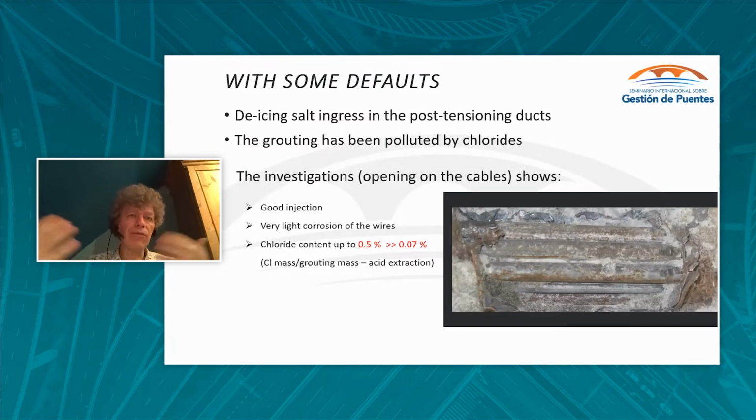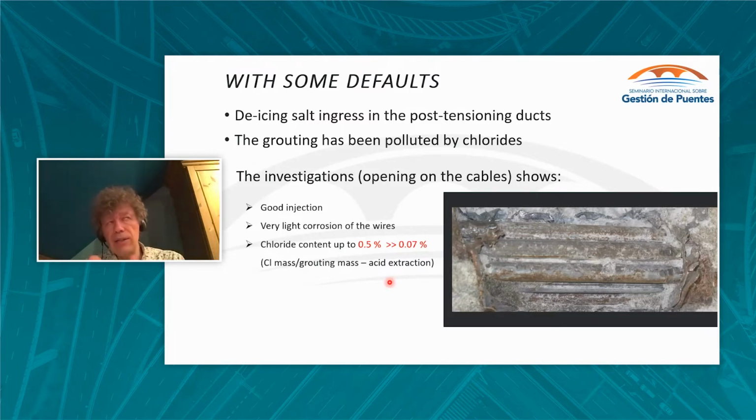Due to some defect in the waterproofing, this chloride product went inside the post-tensioning duct, and the grouting was polluted by chloride. So we performed some investigation. We opened some cable. You can see here one cable with the different wires. You can see that the injection is quite good. There is a very light corrosion on the wires, but it's really not a problem. But the real problem is that the chloride content is about 10 times the acceptable limit. So what can we do with this?